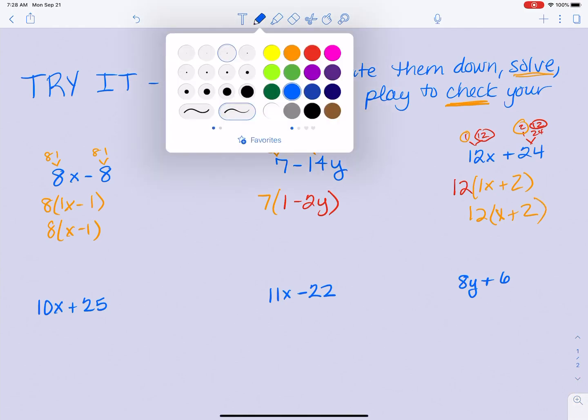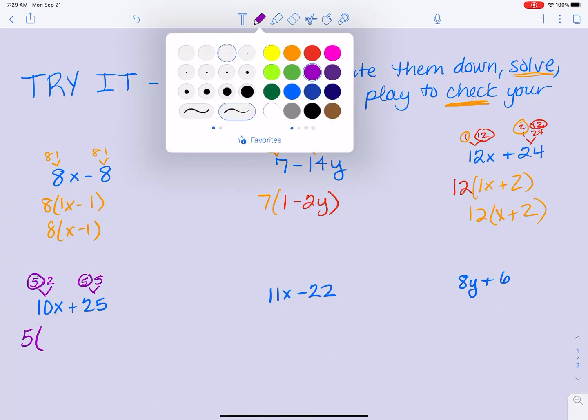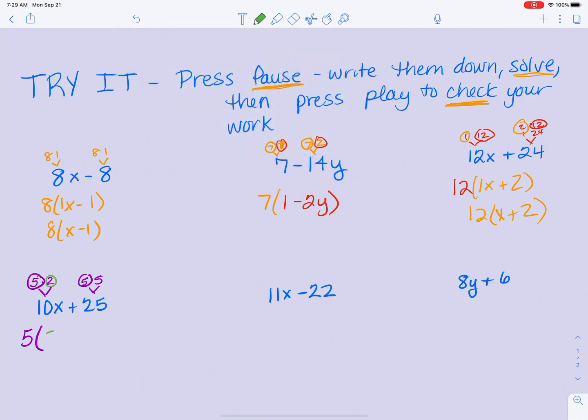Let's not use blue, let's use this. So these factors, I'm recognizing a common factor of 5, so I'm going to go with 5 times 2, 5 times 5. So I will pull out the 5, I will factor out the 5, and then I will be left with 2x plus 5.